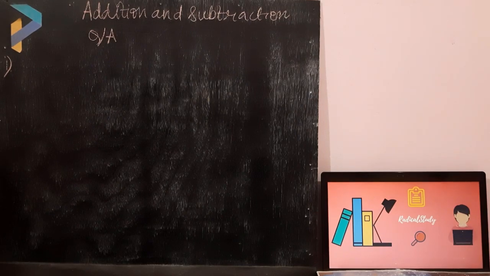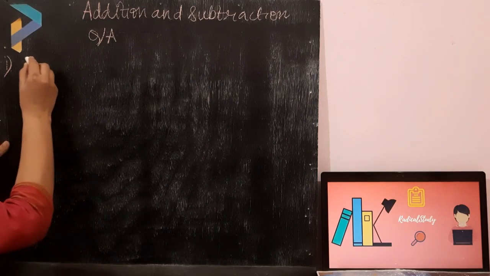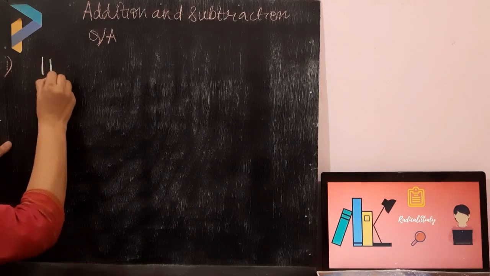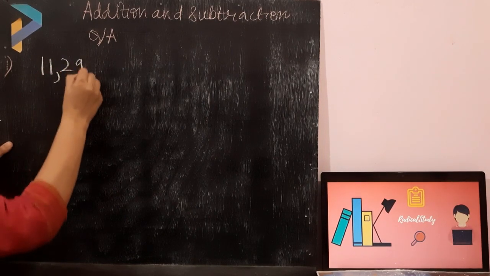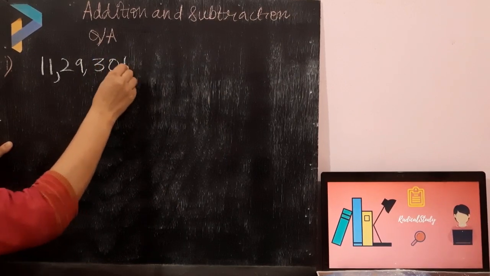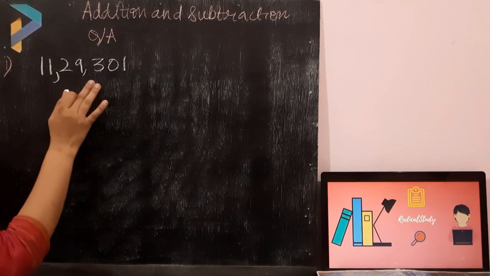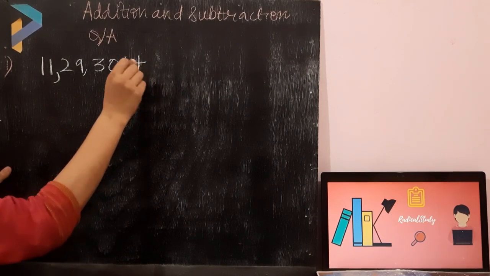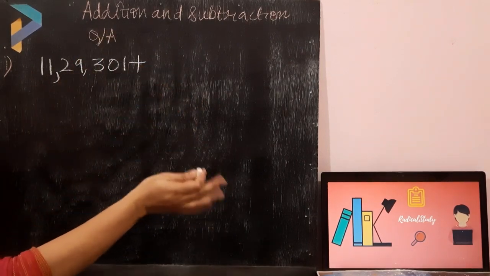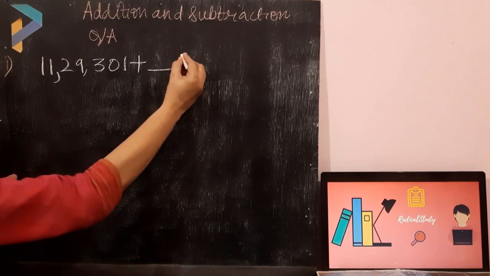What should be added to 11,29,301 to get 25,583? I am writing the question also. What should be added to 11,29,301? That means we have to add something to this number. इसमें हमको कुछ add करना है. We have to add something. अब क्या add करना है? We don't know that. So we will put a blank like here.